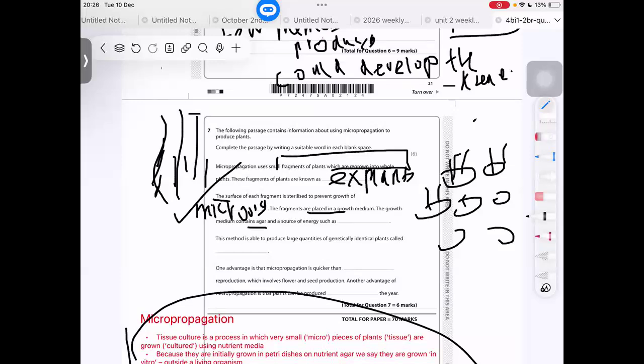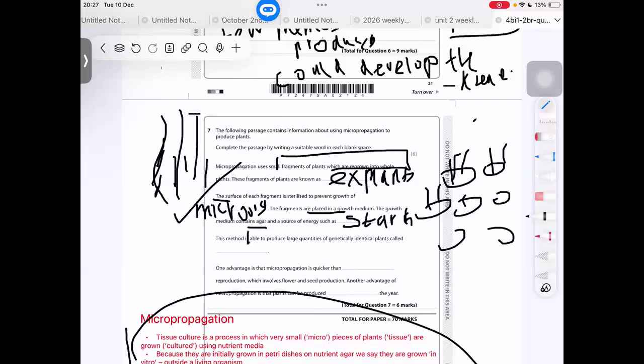The growth medium contains agar and a source of energy such as starch. Yes, starch, or you can just write sugar, or glucose, or sucrose. Starch is also good, right?